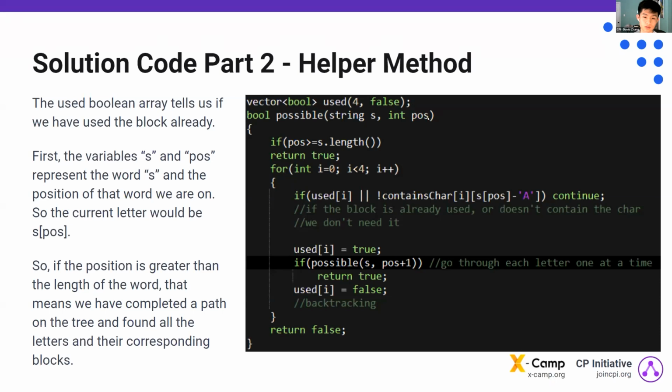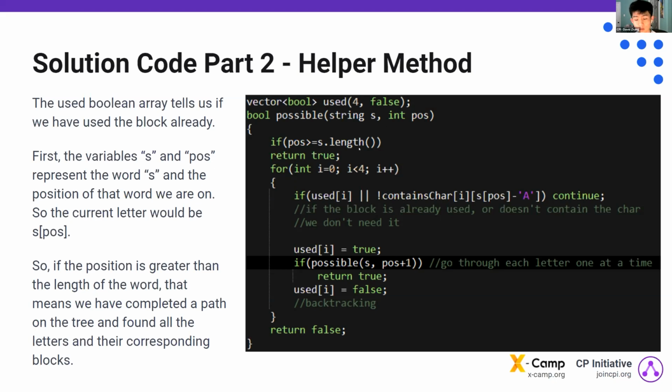I just say pos because that's short. So this is going to help us determine the level we are on, and the current letter at that level is going to be s[pos], the character at the position in the string. Like in Java, it would be s.charAt(pos).